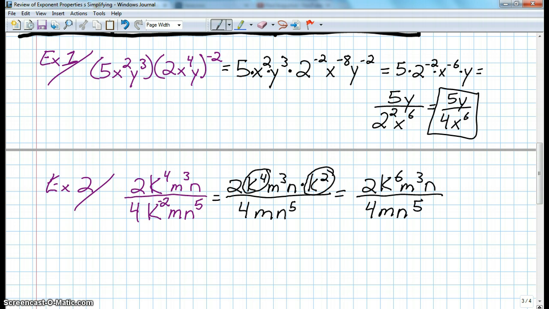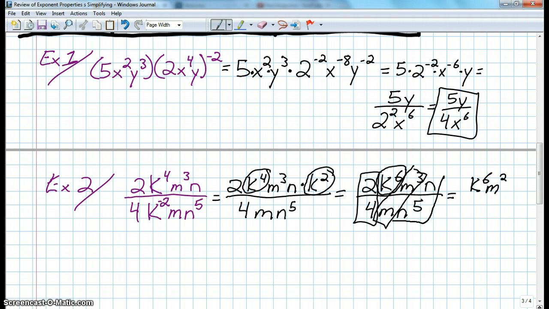Last step really is to look at things and group them as 1. We have 2 over 4. We know that can simplify to 1/2, so it'd be 1k to the 6th, or just k to the 6th. K doesn't have anything that it can simplify with. We have 3 factors of m up here, 1 factor down here. That leaves us with 2 factors of m in the numerator.